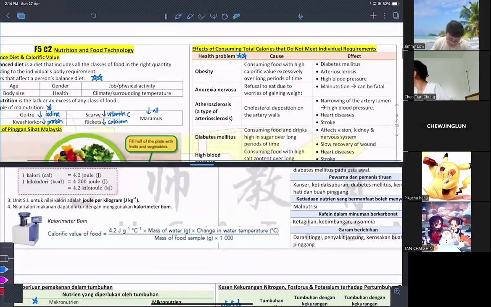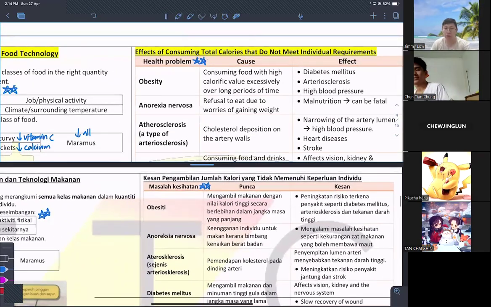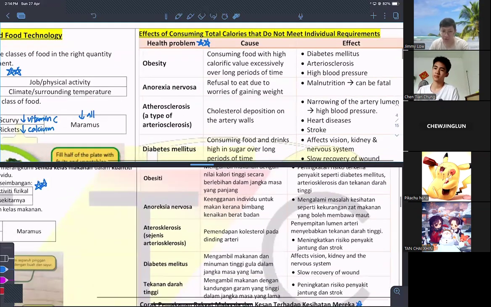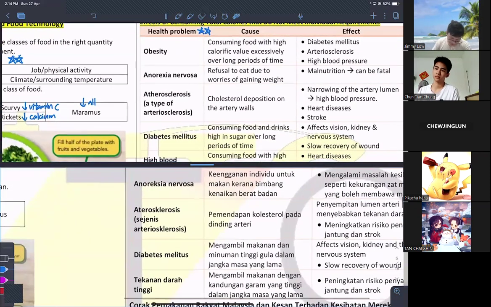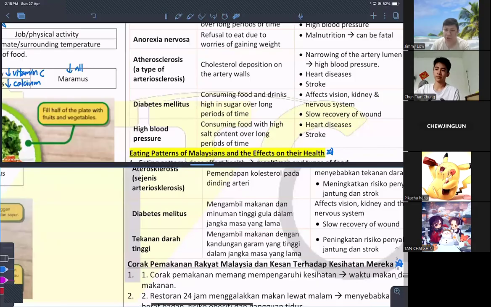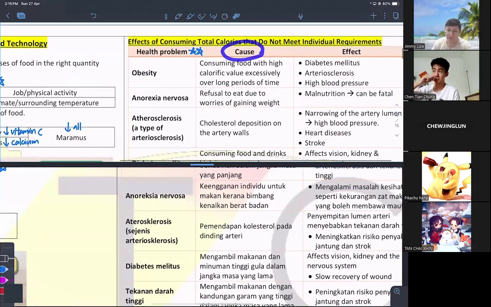So, one more thing is this one. This one I give you 2 stars. Know the names of the diseases: obesity, anorexia nervosa, atherosclerosis. This one your Form 5 Chapter 5 covers as well, but it's okay, we just go through. Diabetes mellitus, high blood pressure. Know the names, and know the causes and know the effects.